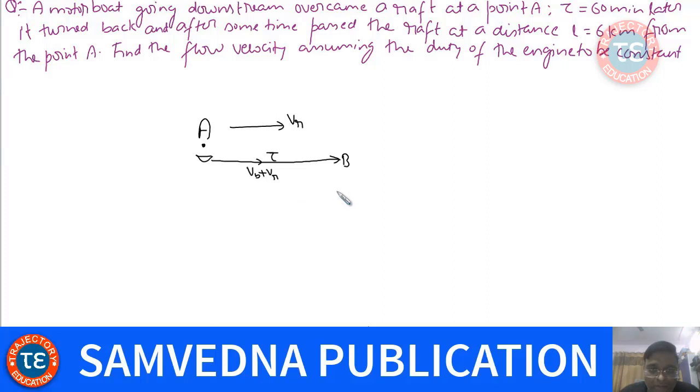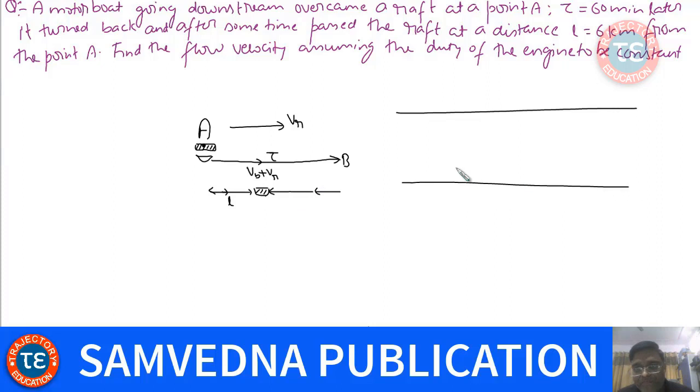Now from here it returns back, and here there was a raft. So when he returns back, he meets the raft at some position like this, and this distance is given to you, that is L equal to 6 km. So while it returns, it meets the raft at this point, which is distance L from the point A. You got your problem?